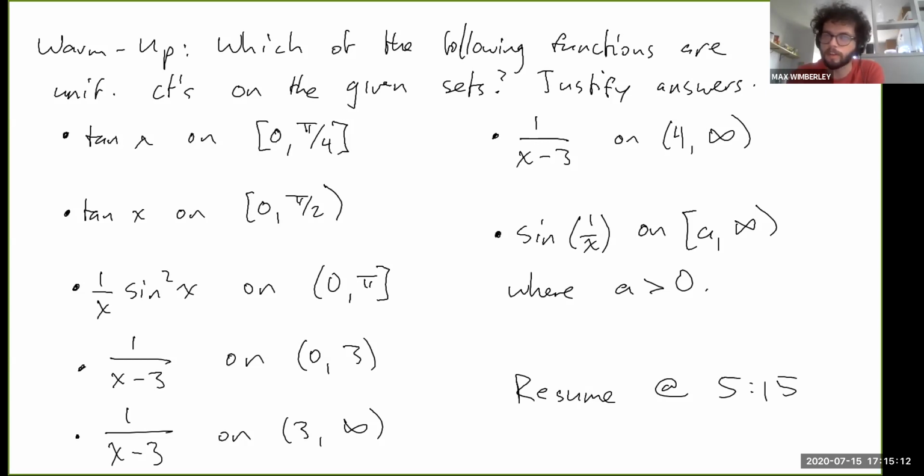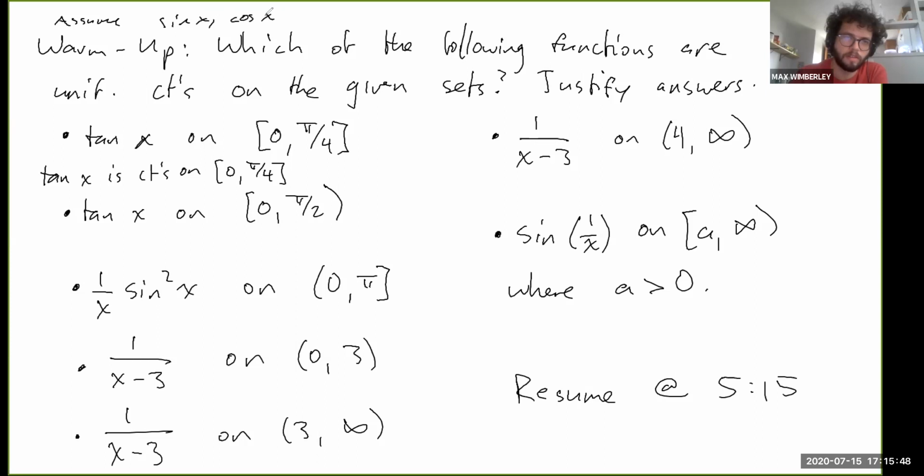Okay, so let's just go through these pretty quick here. For the first one, tangent of x is just continuous on 0 to pi over 4. You have to take for granted that sine of x and cosine of x are continuous everywhere. Sorry, maybe I should have said that: assume sine of x and cosine of x are continuous everywhere.